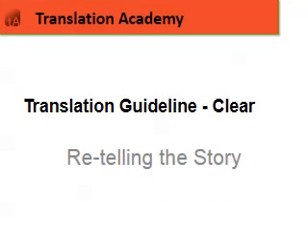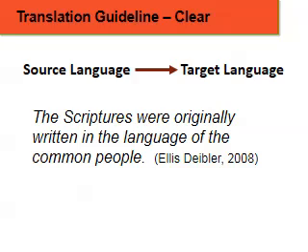This lesson is about keeping the translation clear when retelling the story. Translation is retelling, as exactly as possible, the meaning of the original source text in a way that is natural in the target language. Ellis Dabler, the author of A Translation for Translators, 2008, writes, "The scriptures were originally written in the language of the common people. They were written with the expectation that the recipients could and would understand the meaning clearly."